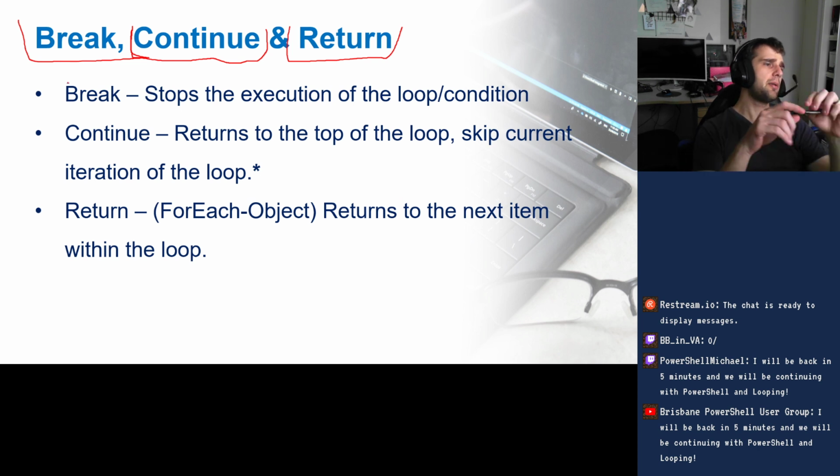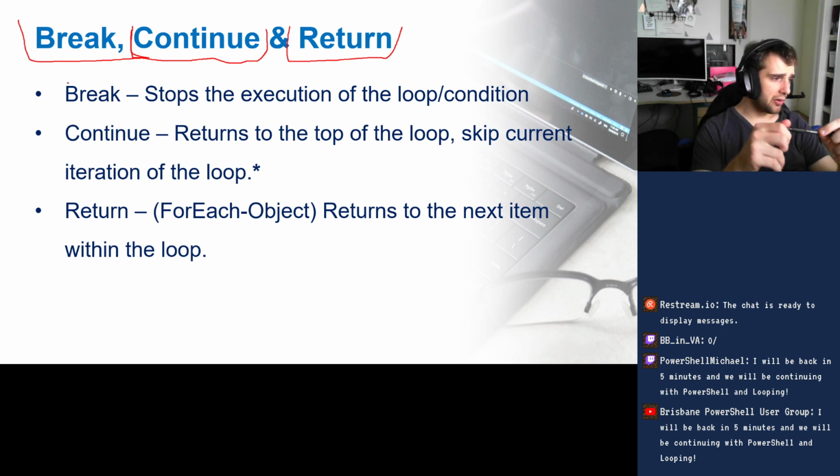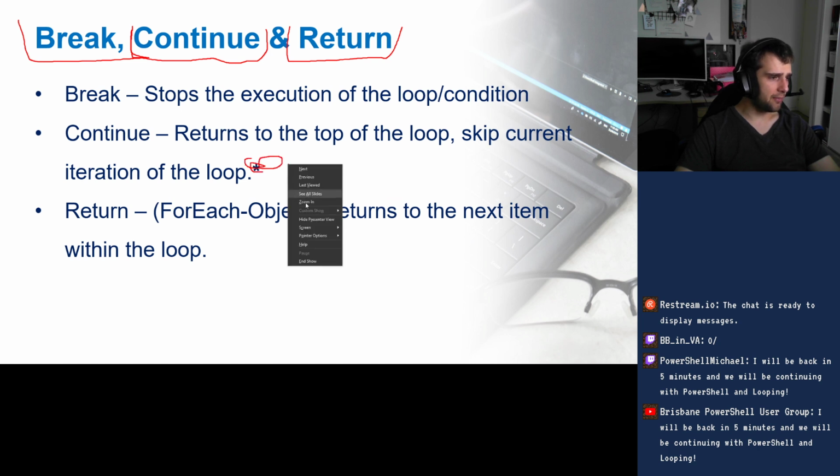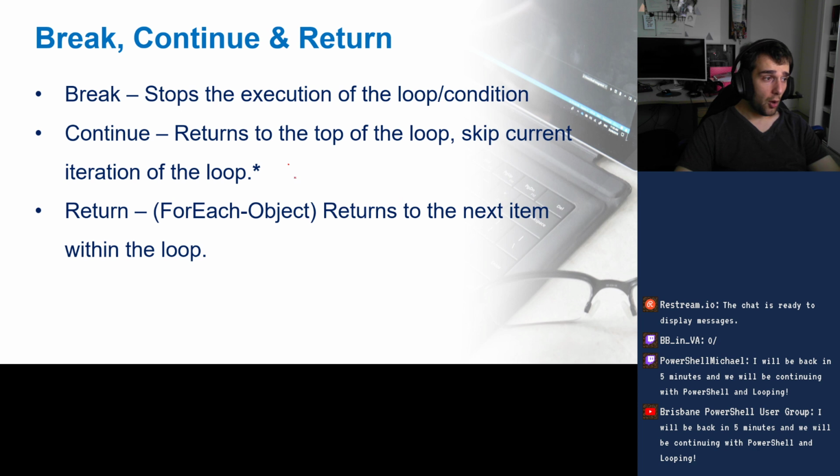So basically what these statements do is they either suspend or stop the execution of the loop condition, either return to the top of the loop and skip the current iteration of that loop, or within it, for example, with return for each object, it'll return to the next item. So that already sounds confusing, and there's an asterisk here, and every time you see an asterisk, you know there's something up and there's shenanigans going on. With PowerShell, there's shenanigans going on. For each object behaves differently to every other looping mechanism, and we're going to look at that very last. That's going to be the very last demo, which is the shenanigans demo.